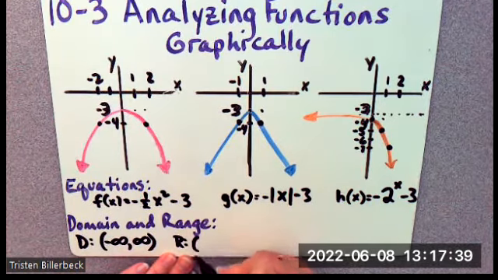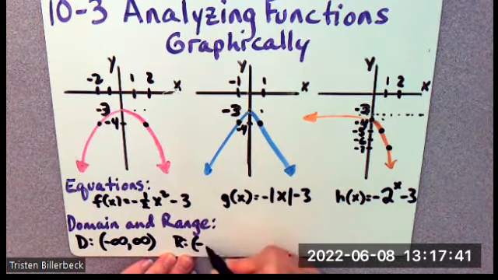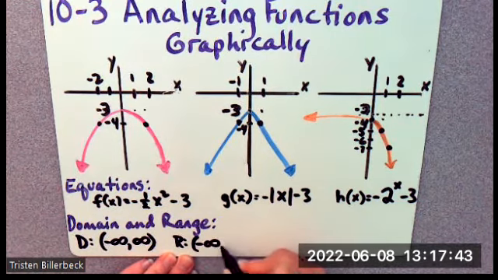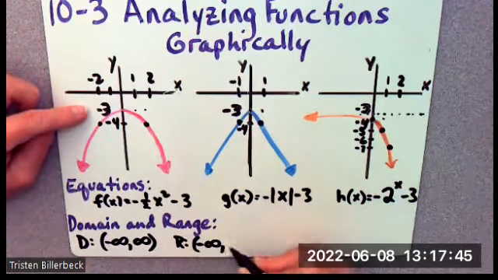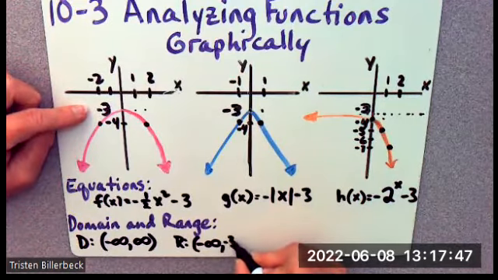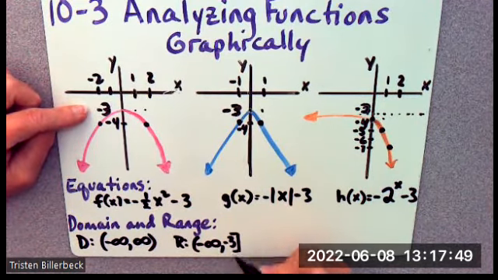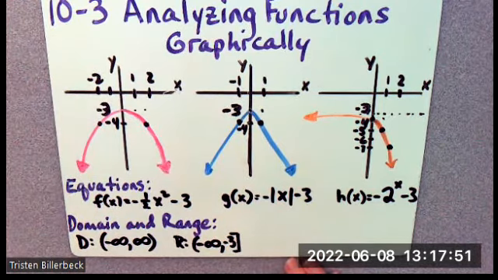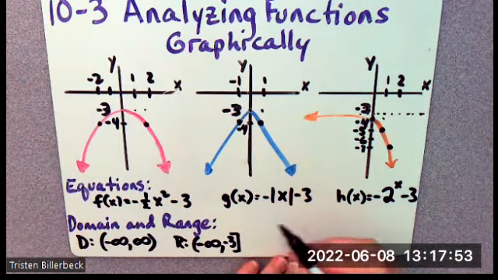So we always do parentheses for infinity, because we never quite reach it, but we are reaching -3. So we're going to put a square bracket. So this is another way to write domain and range.